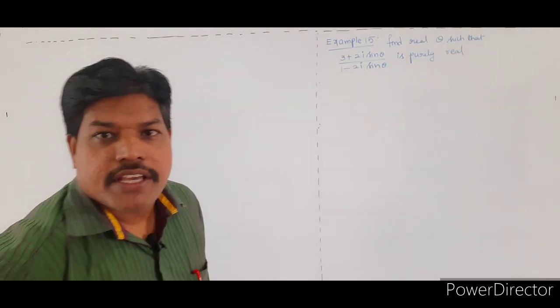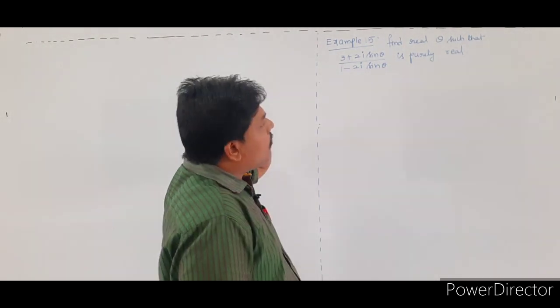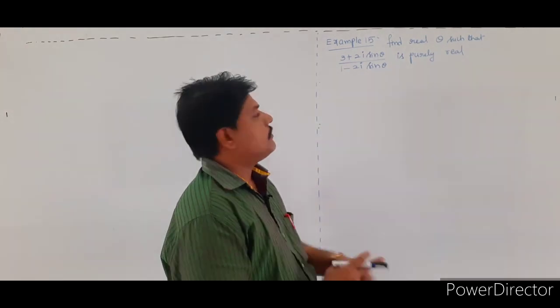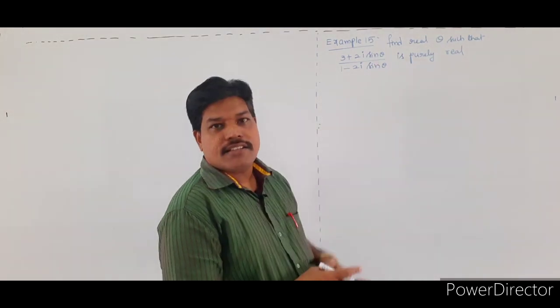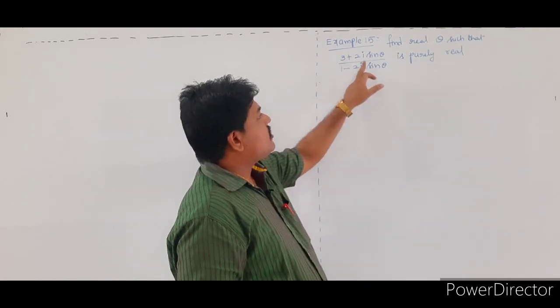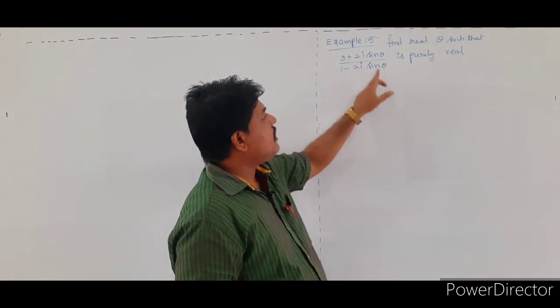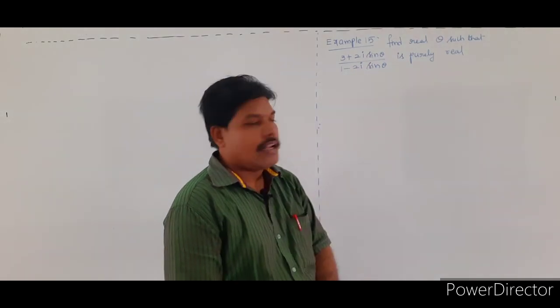See one more question here, students. Example number 15. Find the real theta such that (3 plus 2i sin theta) by (1 minus 2i sin theta) is purely real.